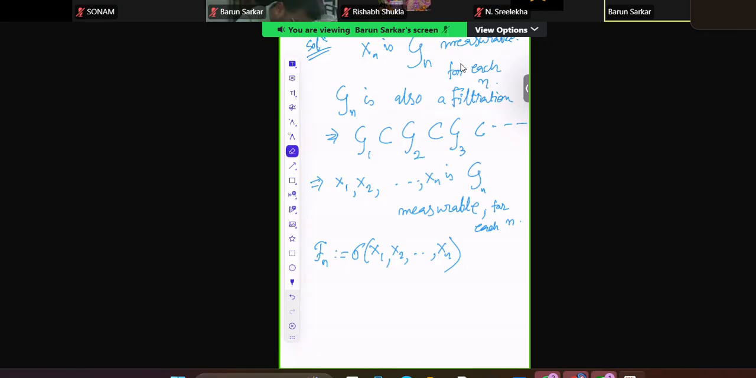So in a sense, it's given that X1, X2, up to Xn, I mean, is an element of Fn, maybe not correct, but they are Fn measurable. Right. So this is given, that this is Fn measurable.